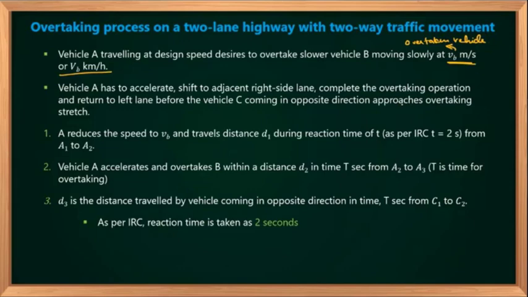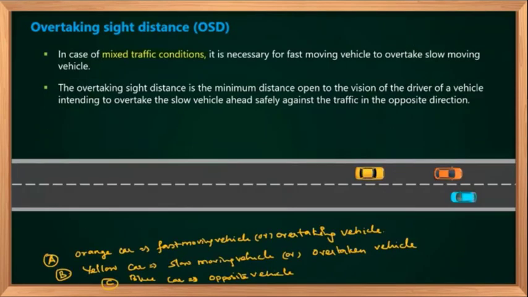Next, A reduces. First, what is happening is A is coming at its design speed, but to overtake B, A reduces the speed to VB and travels distance D1 during reaction time of small t. See here, what happened? This has moved till here, right? This is A.